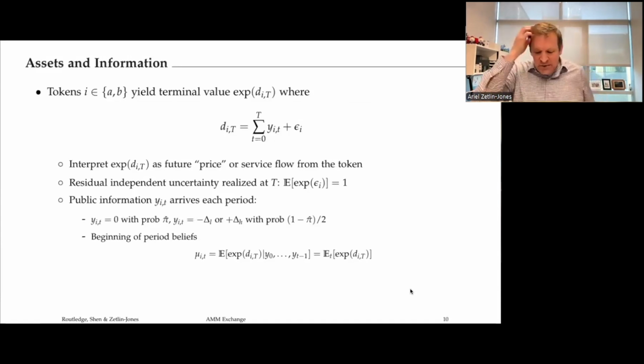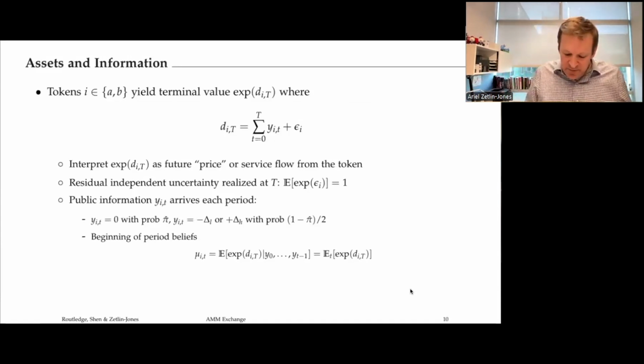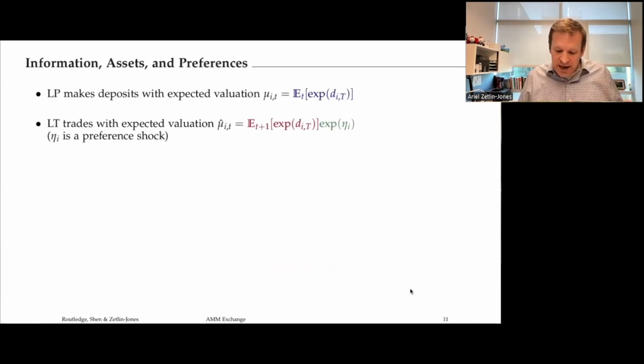Okay. So again, let me just highlight. Mu_i,t is going to be the beliefs Alice has about the terminal value of these tokens when she enters period T. So it's her expectation as of time T, which only includes the information up to T minus 1. This is going to be the key source of interest here. So when our market maker makes her deposit, her beliefs are this Mu_i,t, which I'm putting in blue.